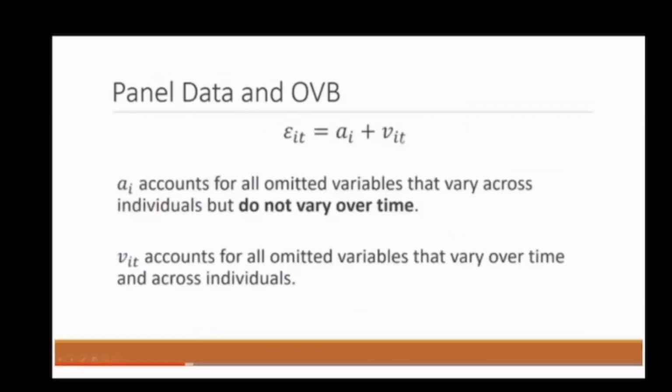Now, take a look at that. That's my definition for alpha i. Alpha i accounts for all omitted variables that vary across individuals, but they don't vary over time. That's why it's alpha i. You can see, does it have a time component? No. But take a look at v_it, that accounts for the omitted variables that vary over time and across individuals. Does that make sense? That makes sense, right? Okay.